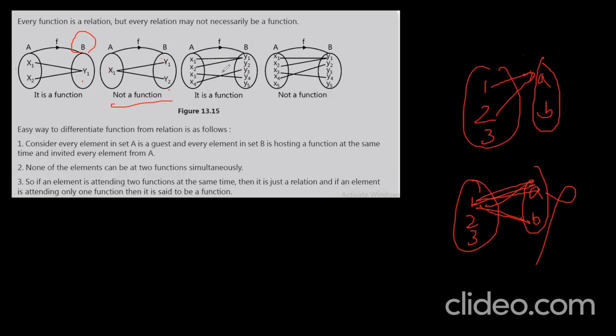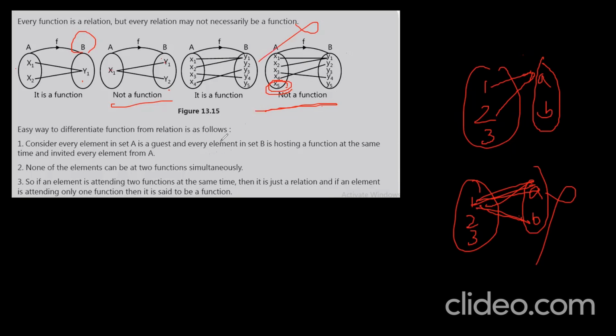Next, you see why it's not a function. You see x3 is having one image with y1. y1 is having two images, and x5 is not making any relation, no correspondence. That's why you can say it is not a function.